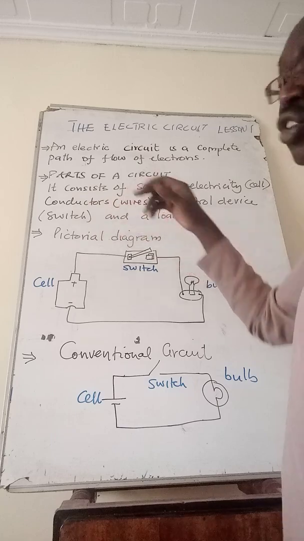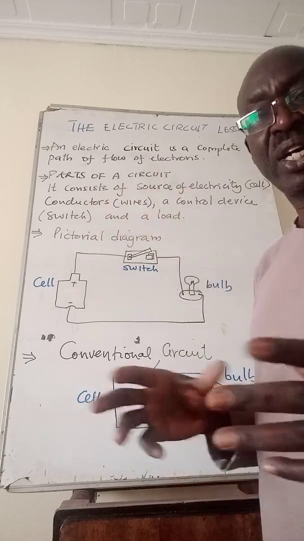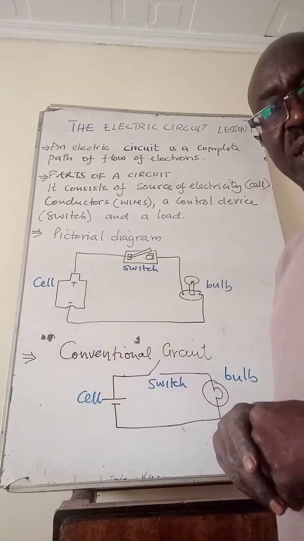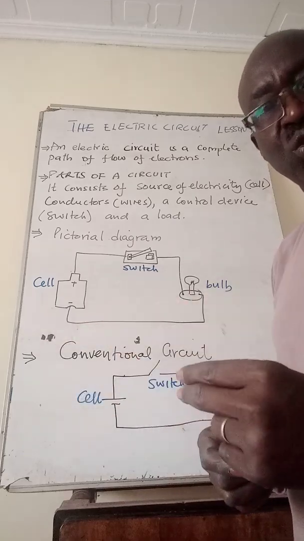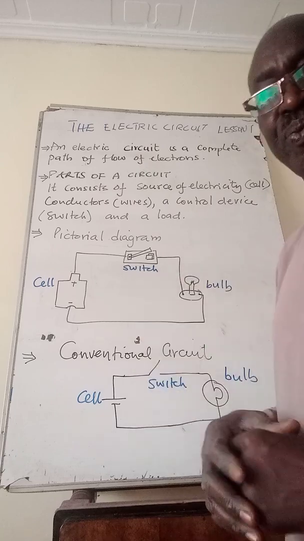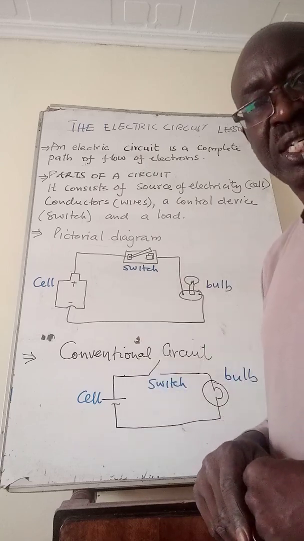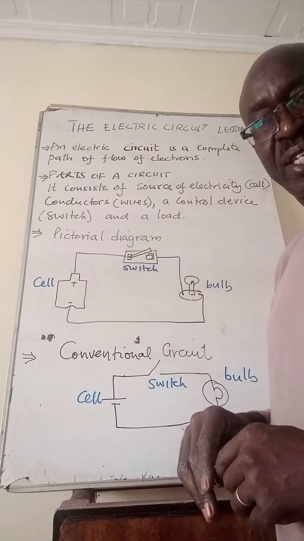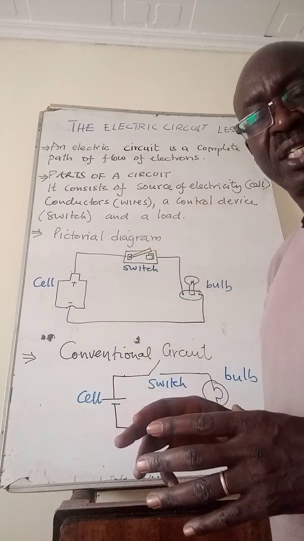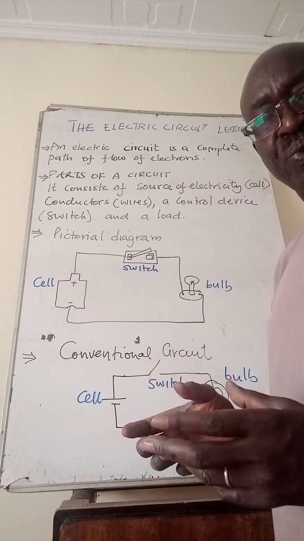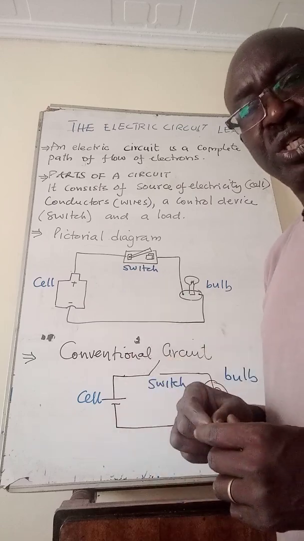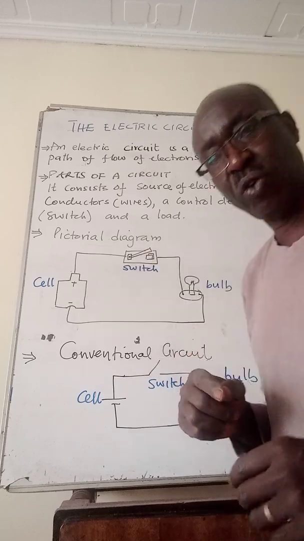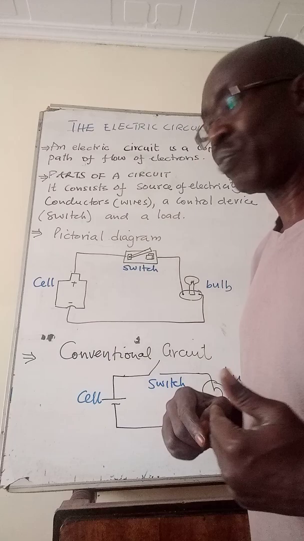It also consists of conductors. In our case, conductors are wires, just the ordinary wires. They allow electrons to flow through them, so we say they are conductors. Third, a control device. A control device is also known as a switch. When it is switched on, the path is completed. Therefore, the electrons can flow.